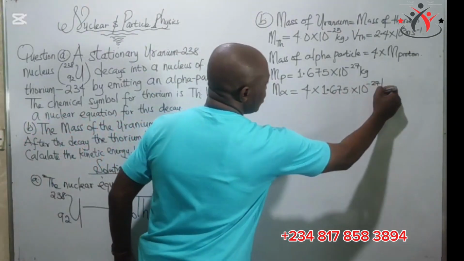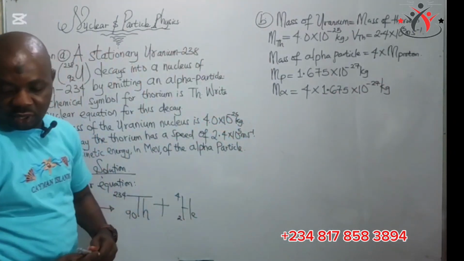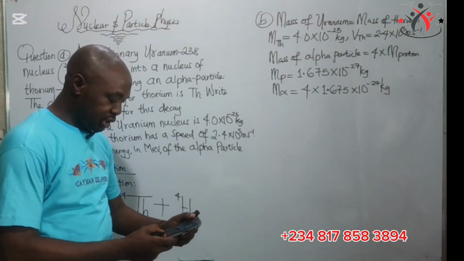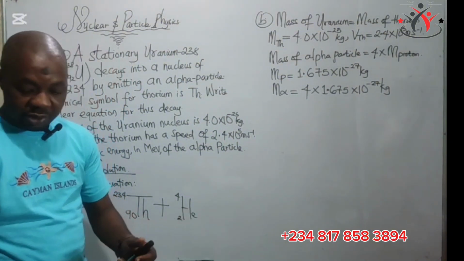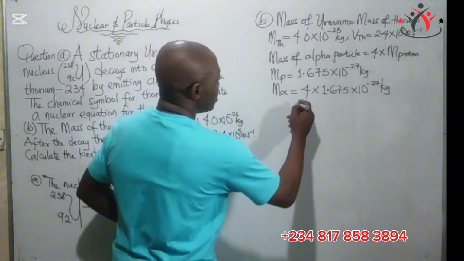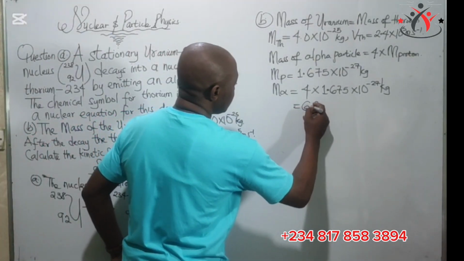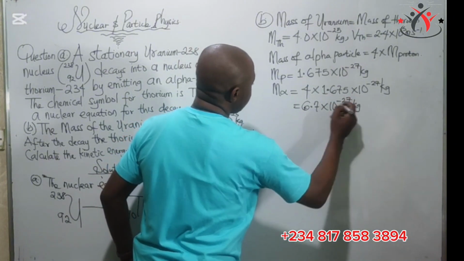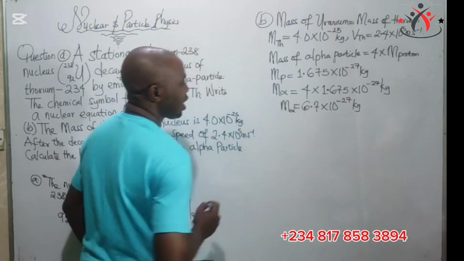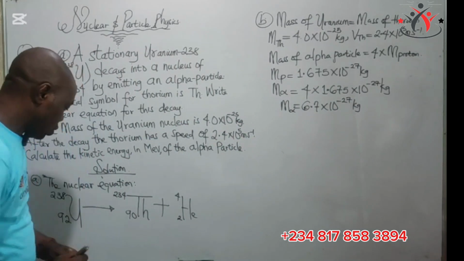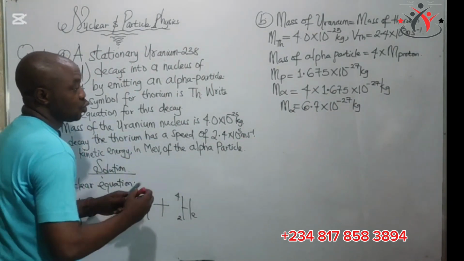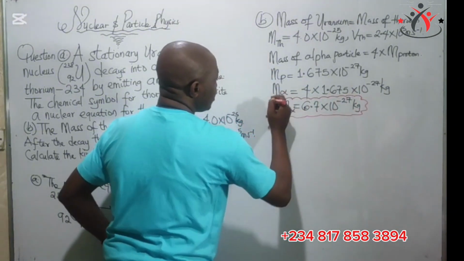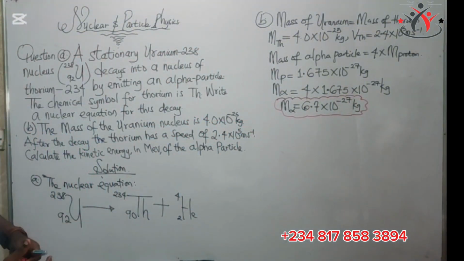Now, don't forget, the unit is the kilogram. So when we multiply 4 by 1.675, that will be 6.7. So this is going to be 6.7 multiplied by 10 raised to the power of negative 27 kilogram. That is the mass of the alpha particle. So we have the mass of the alpha particle to be 6.7 multiplied by 10 raised to the power of negative 27 kilogram.